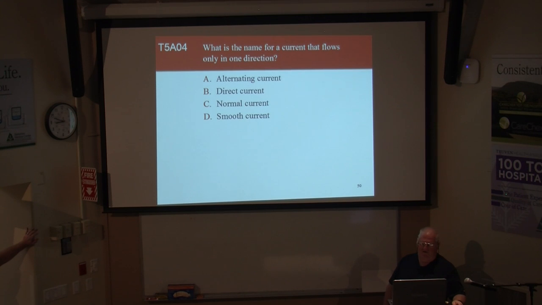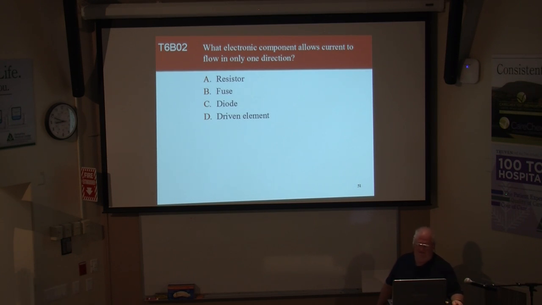What is the name for the current that flows only in one direction? Direct current. What electronic components allow current to flow in only one direction? Who said C? C is the one. Now I know you're listening.